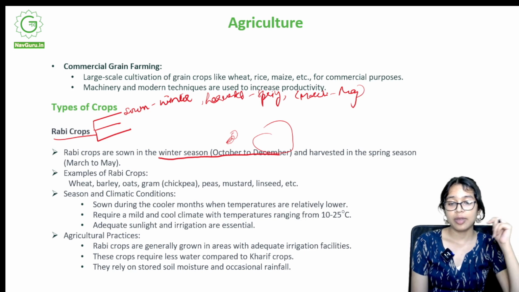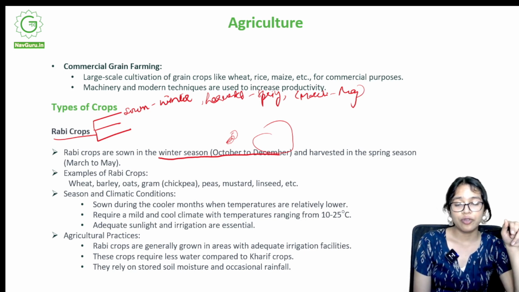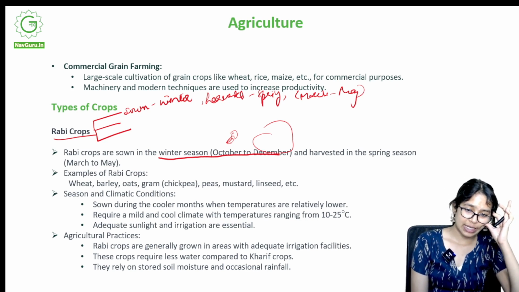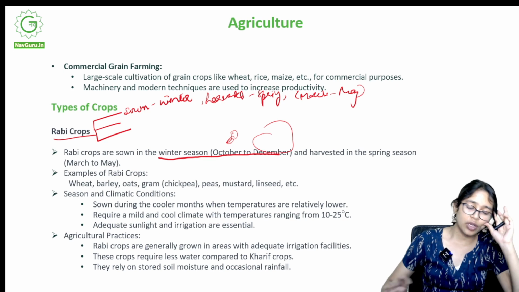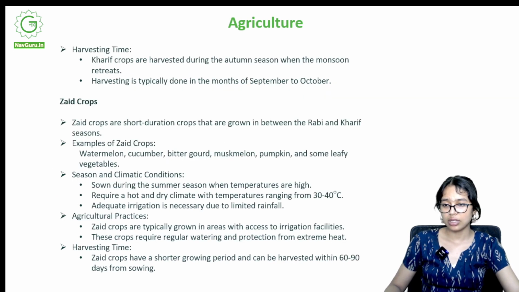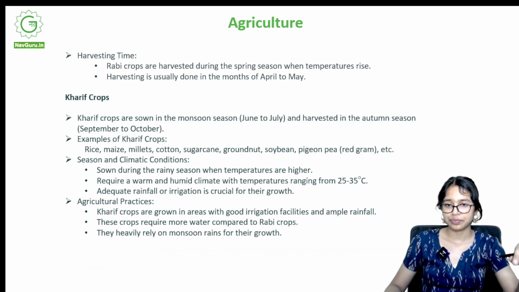Agricultural practices. Rabi crops are generally grown in areas with adequate irrigation facilities. So for Rabi crops, irrigation facilities are very necessary and hence they are grown in those areas. These crops require less water compared to kharif crops, which is another type of crop. They rely on stored soil moisture and occasional rainfall.